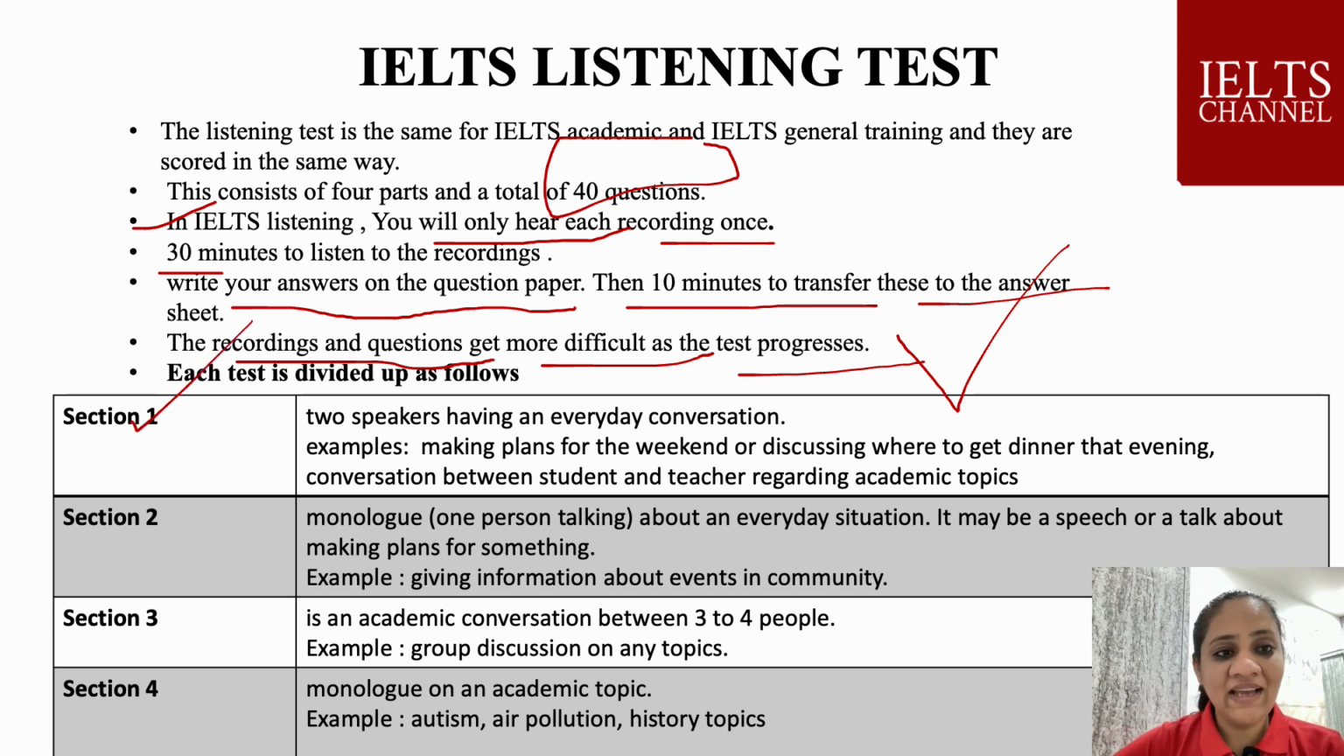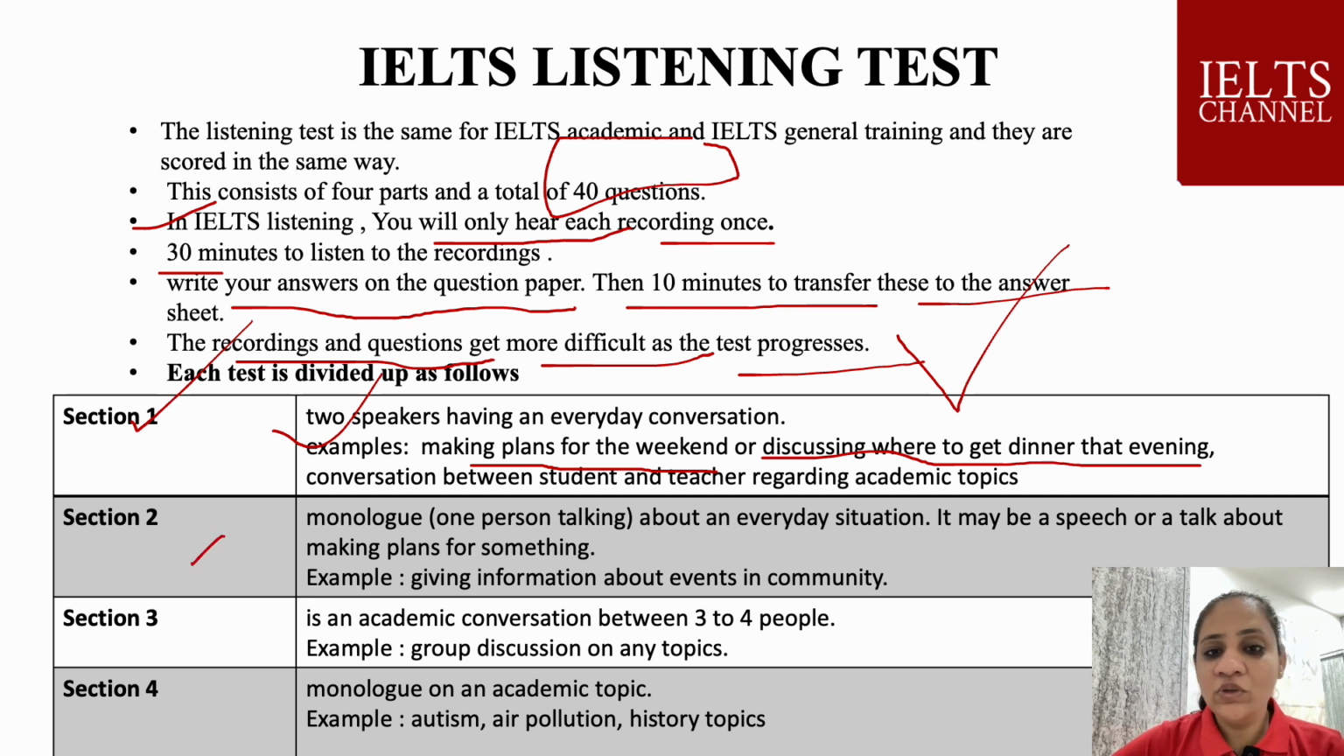For section 1, we have 2 speakers having an everyday conversation. Most of the time you'll get a conversation between 2 speakers, for example a student and a teacher. The teacher is asking certain questions to the student like the name, age, course, address and telephone number. Or sometimes you have examples like making plans for the weekend or discussing where to get dinner that evening. It is the basic conversation that we see in everyday life, where only 2 speakers discuss the topic. That is called a conversation.